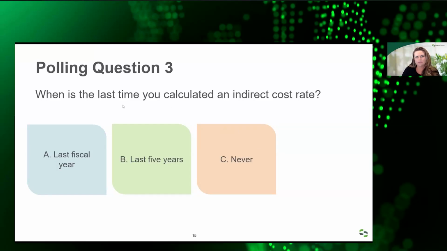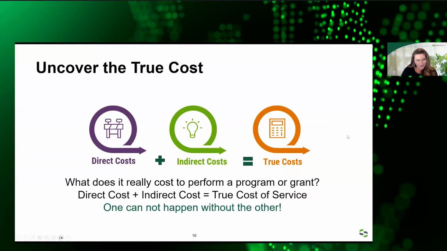All right, we have the results. Okay, well, that's great. 40% last year, last 5 years, and then never. Pretty even across the board. Well, that's really good to know, because I think it's really important that by the end of this, everyone's going to want to have a negotiated rate, and you're going to know why it's so important for your organization.